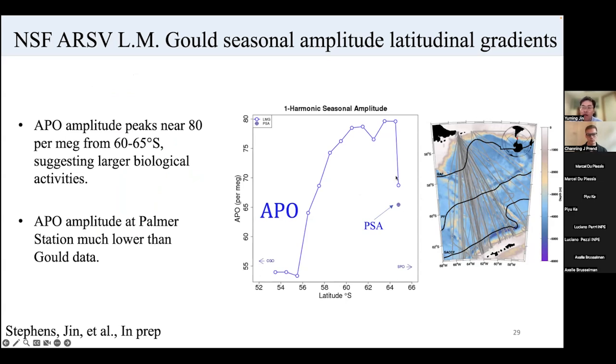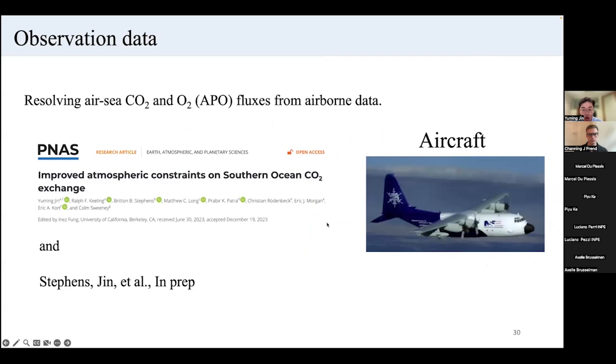We also show the amplitude at the polymer station here, which gives you a smaller amplitude than what we observe from the ship data. These differences are mainly because the location of the polymer station is dominated by the easterly wind, which means it is sampling air coming from the glacier and ice sheet. So the ocean signal is somehow diluted out at the polymer station. But the ship data mainly gives you the local ocean signal and is a good reference for the ocean metabolic activities.